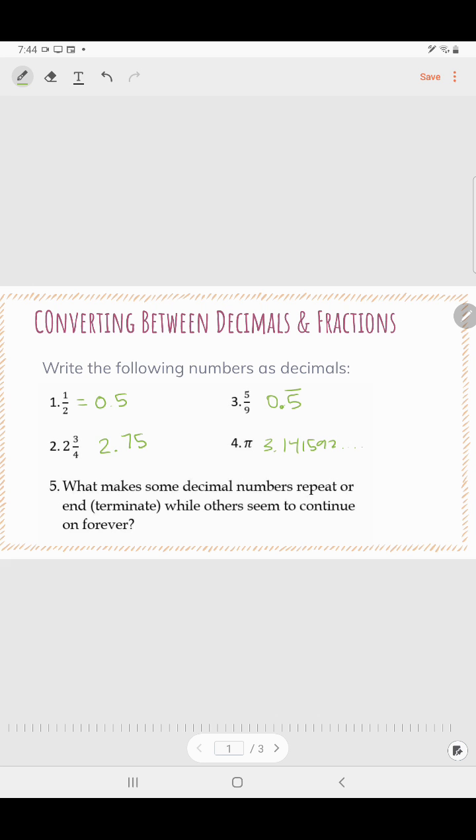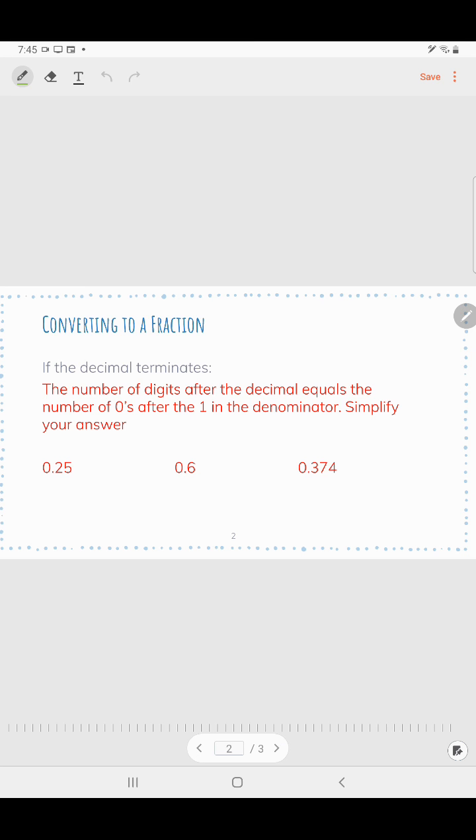The last question on this page is what makes some decimals repeat, and what makes some terminate? It all has to do with the denominator of my fraction roots. So let's get started. If I'm going to be converting decimals into a fraction, if the decimal terminates, in other words, if it ends or stops, I'm going to look at the number of digits after the decimal, and that is going to equal the number of zeros I'm going to put after the 1 when I go to write my denominator. And then I'm going to simplify my answer.